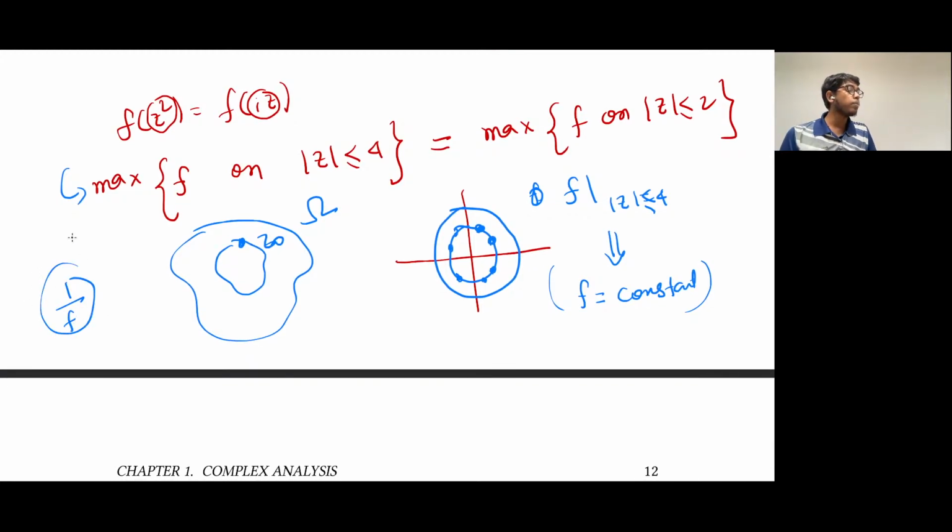The maximum modulus principle says that the maximum cannot be in the interior. It has to be on the boundary. But here the maximum is on the boundary as well as in the interior. And therefore f has to be constant by the maximum modulus principle, not the minimum modulus. In order to apply the minimum modulus, we have to ensure that f is a non-zero function. Then we apply the maximum modulus on 1 by f, and that gives the minimum modulus. And here we are applying the maximum modulus principle.